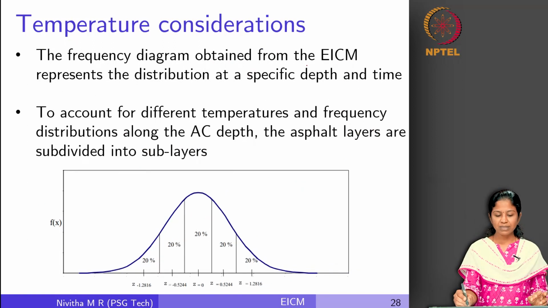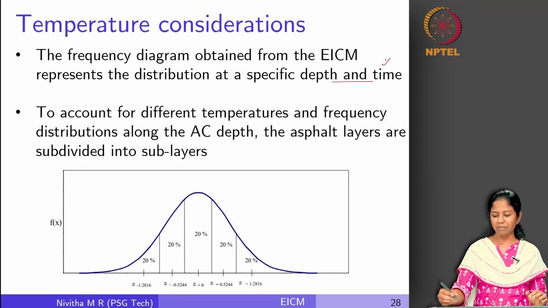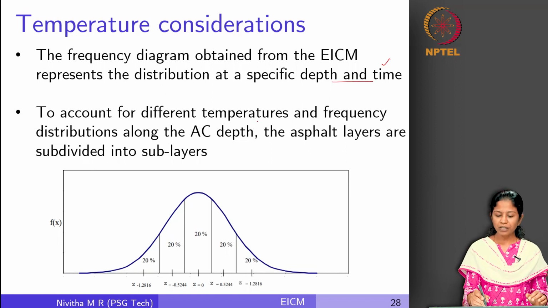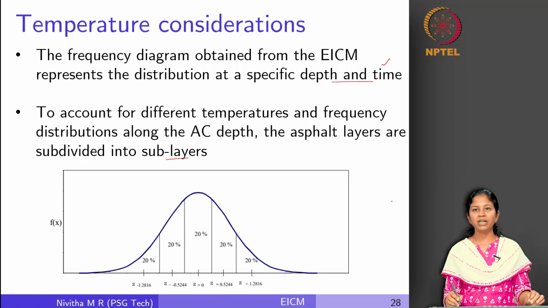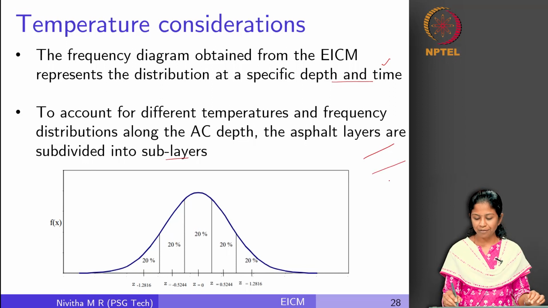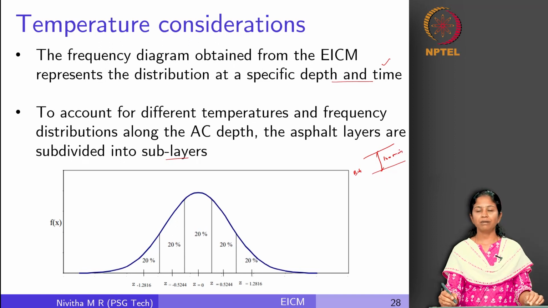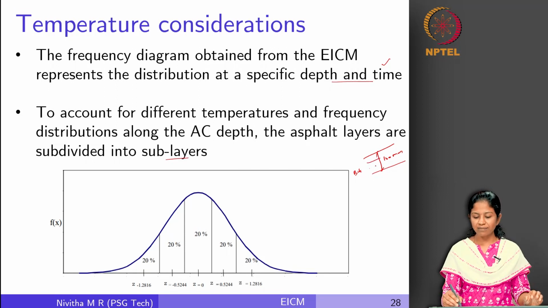So, the frequency diagram is obtained, and it represents a specific depth and a given month over the analysis period. That is why the time effect is given here. To account for different temperatures and frequency distribution, they are divided into sub-layers. Again, this is something we should remember. In the MEPDG model, let us say this is our bituminous layer, 160 mm depth. They have a guideline by which this entire thickness is divided into 2 or 3 layers for the purpose of analysis.